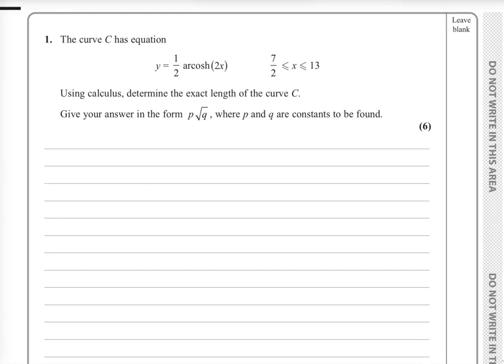Question number 1. The curve C has equation this, from 7/2 to 13. Using calculus, determine the exact length of the curve C, giving your answer in this form where P and Q are constants to be found. The length of a curve formula is given in the formula booklet.